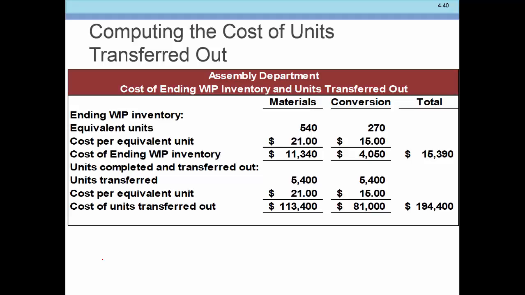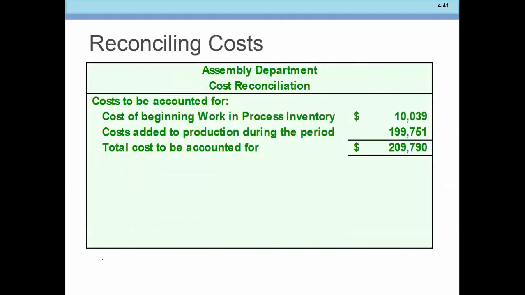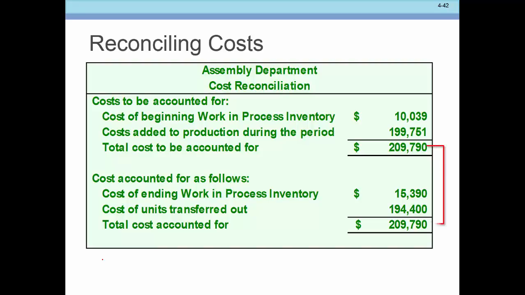So I have these numbers here, and they are going to direct me to prepare this sheet to make sure that everything reconciles. I'm going to show you a different way that I would do this.